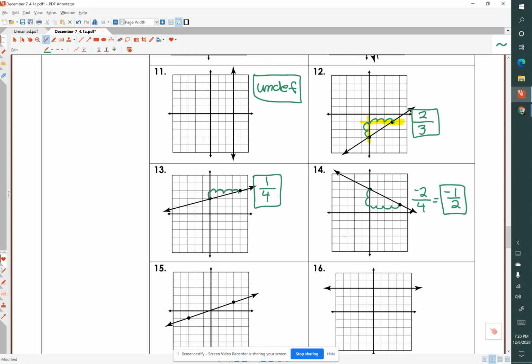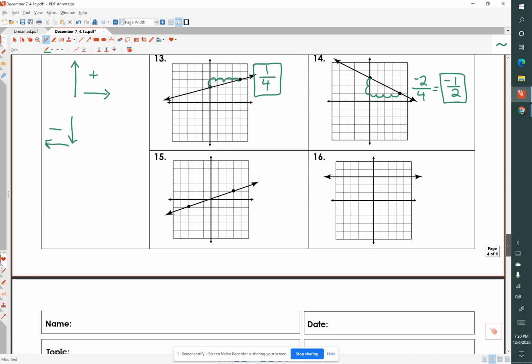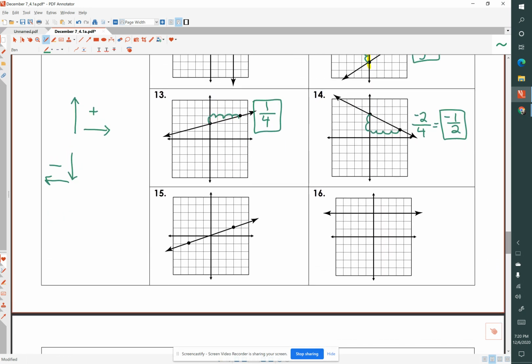Remember, going up is positive and going to the right is positive. Going down or to the left is negative. So you can't have a negative numerator and a negative denominator, because if you did, a negative, let's just use a 2, divided by a negative is a positive.